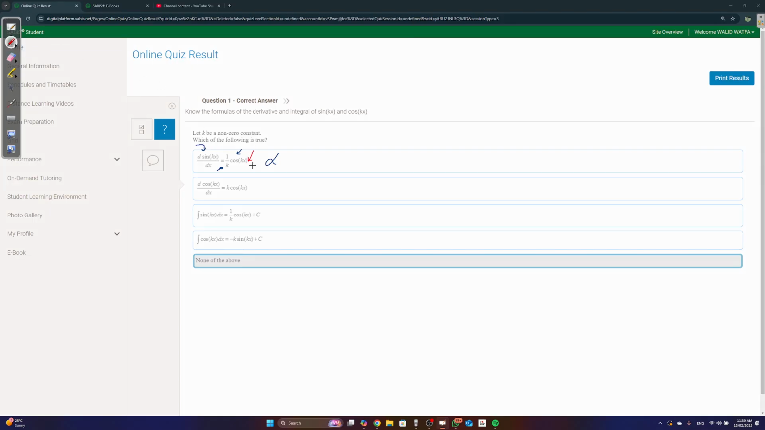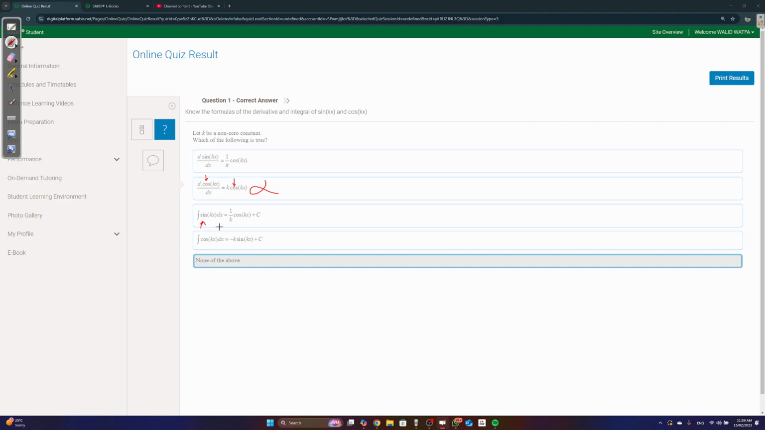So this is wrong. Okay, definitely wrong. Derivative of sine is cosine, but you multiply. Remember, for deriving, you multiply by kx prime, which is just k. So you're supposed to multiply, not divide by. Derivative of cosine is cosine, obviously not.